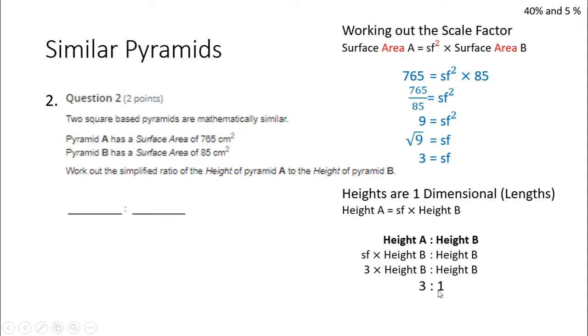I have a feeling a lot of people got the order mixed up, which is a real shame because we would have done everything else right. So the ratio is 3 to 1, not 1 to 3. The order is the same as the terms in the question.